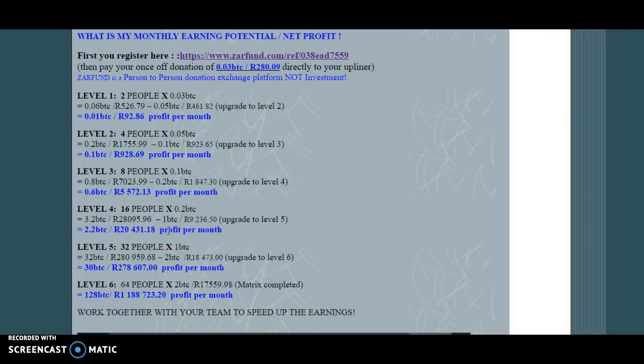Now here's a question, part of the questions that you guys have asked: this is just too much risk. What if I don't get 2 people? Look, let me just be honest with you. Not everybody is going to join ZarFund. And it's okay, because we all look at the risk differently. Some people think that taking out about 280 rand and joining ZarFund is just too much risk.